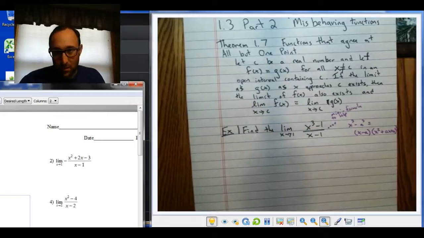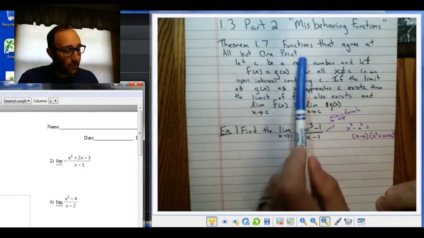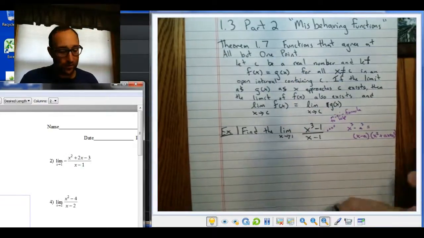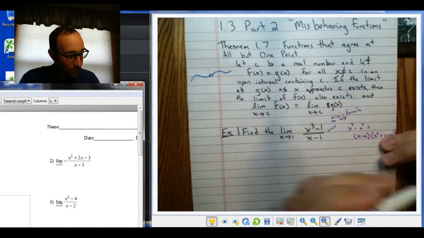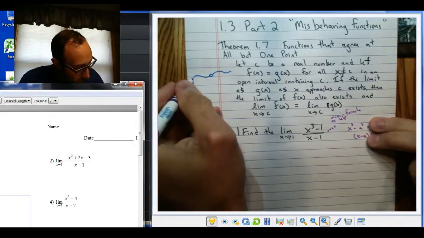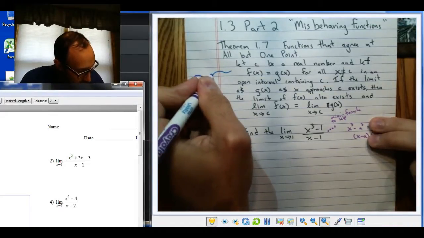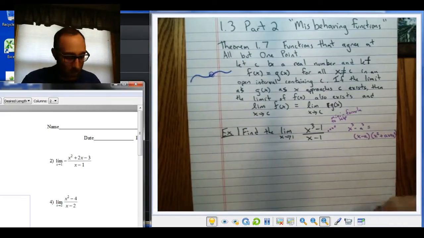Okay, so misbehaving functions. Theorem 1.7. This might be a little confusing at first, but it really helps out with what we're going to be doing the rest of section 1.3. Functions that agree at all but one point. So we've got two functions running along, and this one has a little hole here, and then it keeps going. And then we have another function that's exactly the same all the way through, except for at this one point. That's what we're going to be looking at.